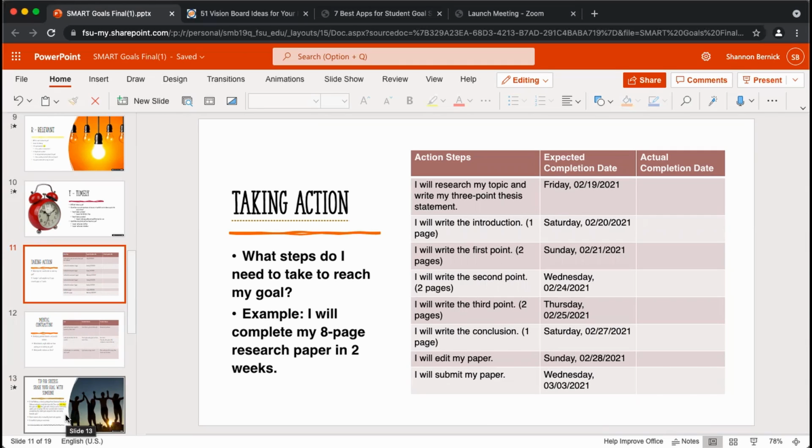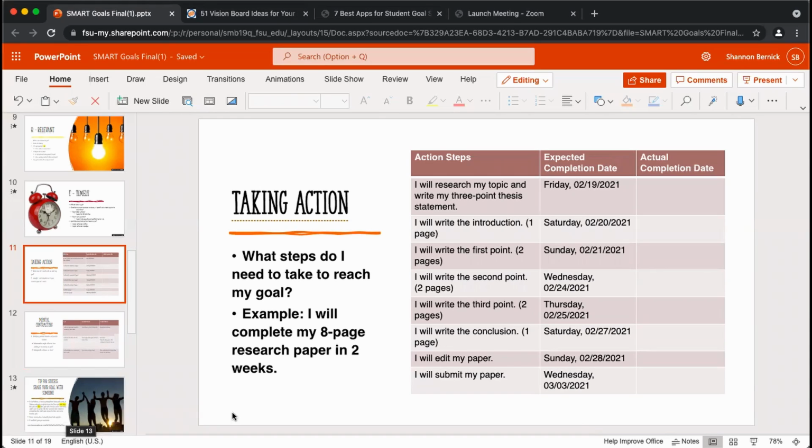It's very specific, 8 pages in 2 weeks. It's very measurable. We have a page count and a time limit. It's very achievable. That comes down to about 4 pages a week, which is about a half a page a day. So that's definitely attainable and achievable. It is relevant. You're a student in a class that you would like to do well in. And it's also very timely. So we're tracking our time within that 2 week period.